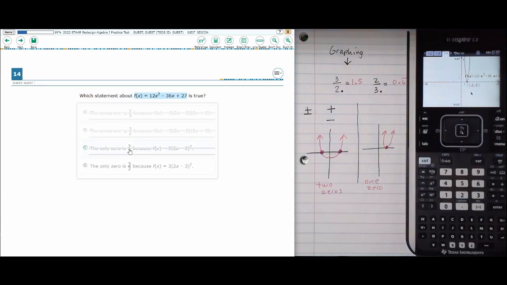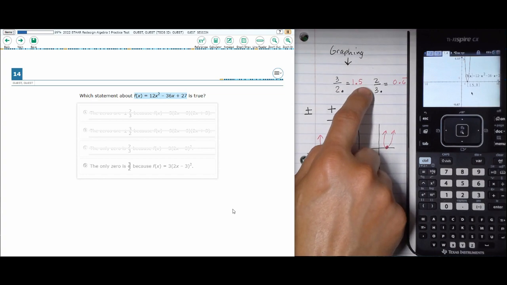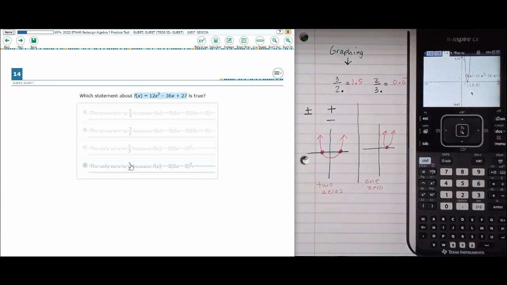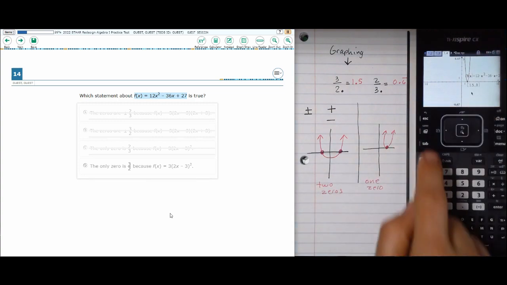So this 2 over 3, it's not right. I'm going to strike it out because that 0 would have shown 0.6. So since we had 1.5, it has to be D, where it says the 0 is 3 over 2. So I'm going to graph that one and see if it looks like it lies on top of it as well. So I'm going to hit tab.